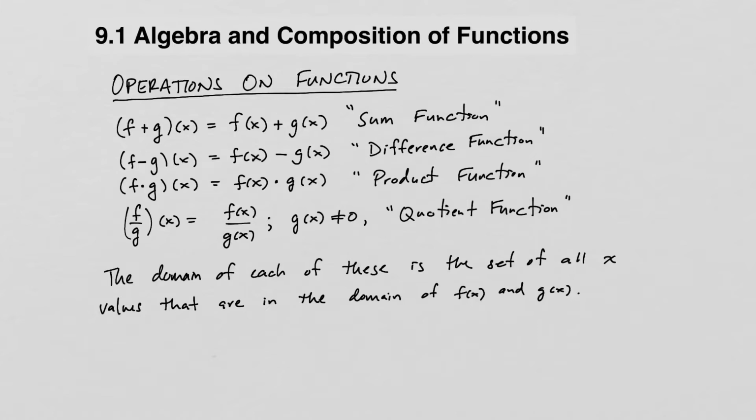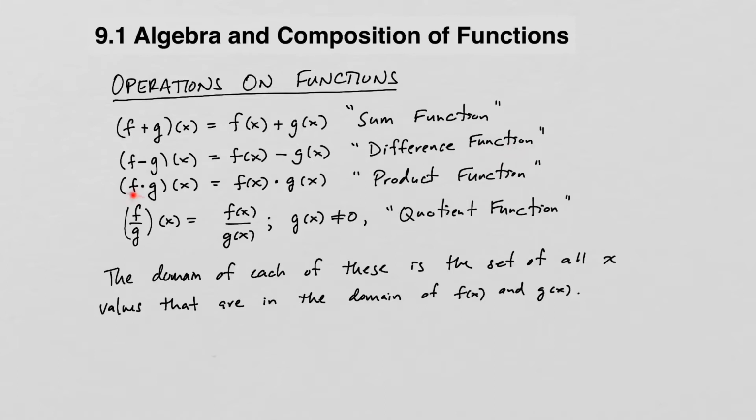We call the function f plus g of x the function that you get when you add the functions f of x and g of x together. So f and g are two separate functions. When you add them together, you get a new function, and the name we give that function is f plus g. And this is called the sum function. Sum, of course, meaning that we added the functions together. The function f minus g of x comes from subtracting the functions f and g, and this is called the difference function.